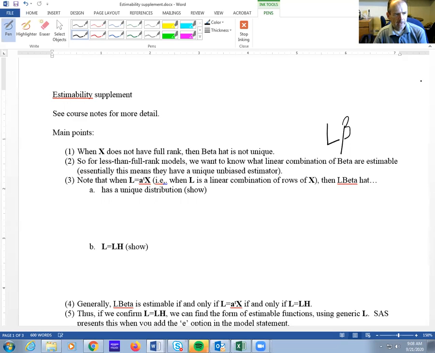then L beta hat, we're going to talk about the distribution of this thing. Last time we talked about the distribution of just beta hat.